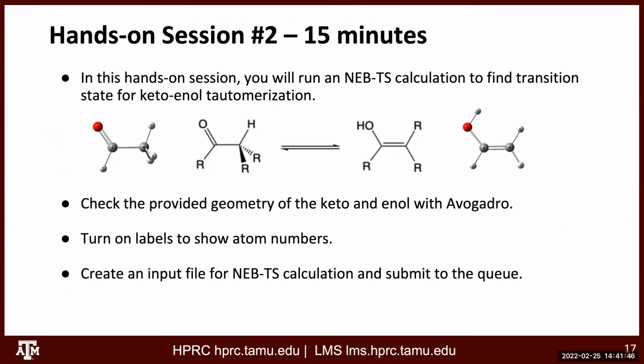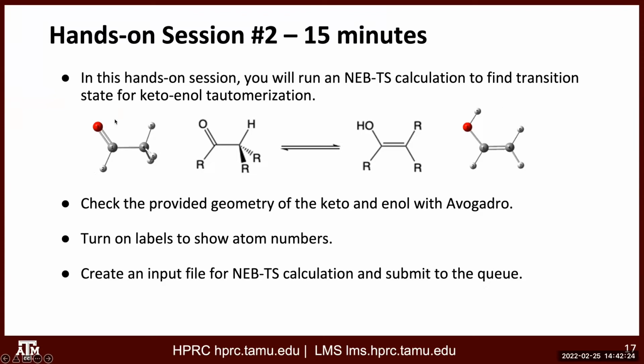All right, now it's time for the second hands-on session. In this hands-on, you will run a NEB-TS calculation to find the transition state for the keto-enol tautomerization. If you start this from the beginning, then you might want to do a geometry optimization of the ketone first, and then modify this molecule to get a structure that looks like this.